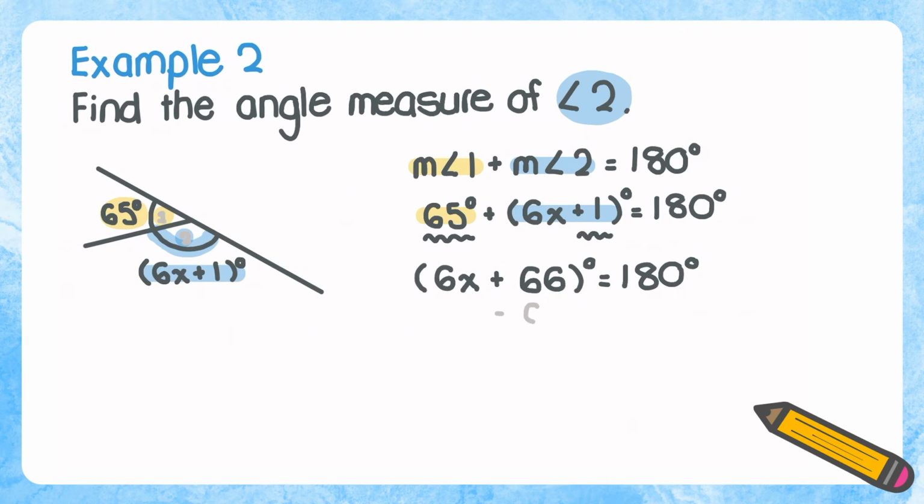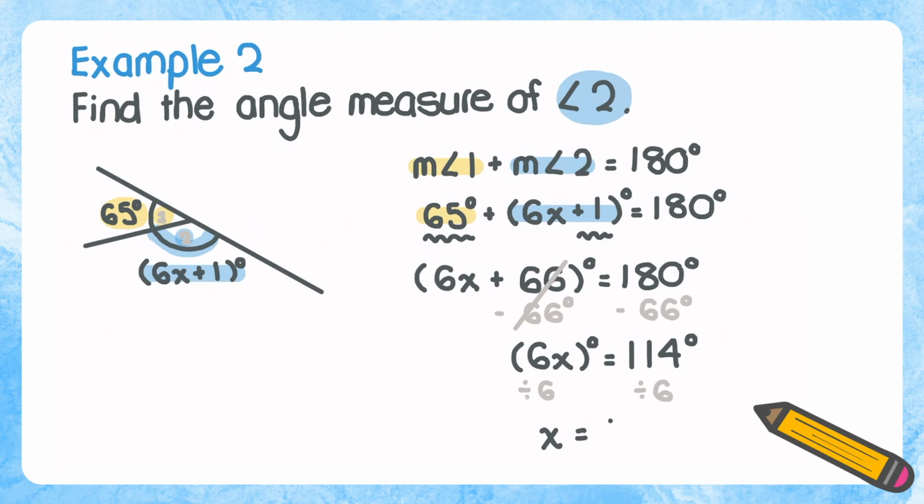And I'm going to continue solving for x. So I'm going to subtract 66 degrees from both sides. This cancels out over here, and I'm left with 6x degrees equals, let's see, 180 minus 66. So that's going to be 114 degrees. I've almost isolated x. Next, I'll divide both sides by 6. And I'm left with x equals, so 114 divided by 6 is 19.